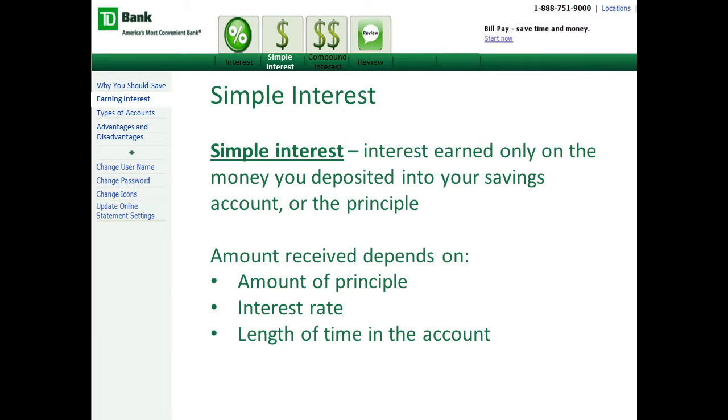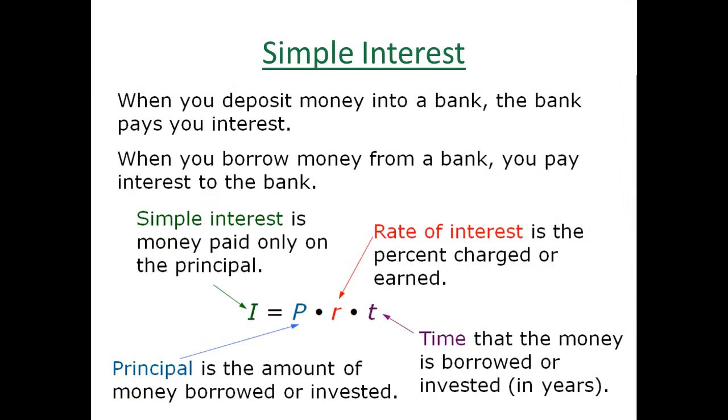So simple interest is truly a simple calculation. It's the amount of principal times the interest rate times the length of time in an account. If you look at our example here, simple interest, I, equals the principal times the rate times the time. Interest equals principal times rate times time.